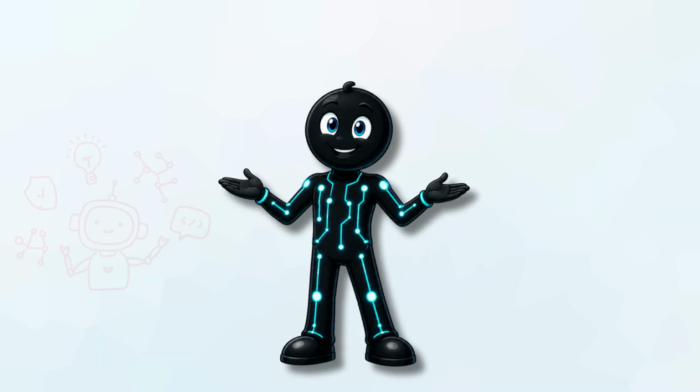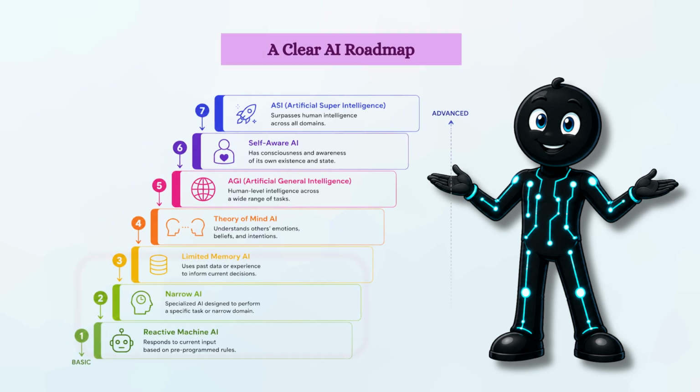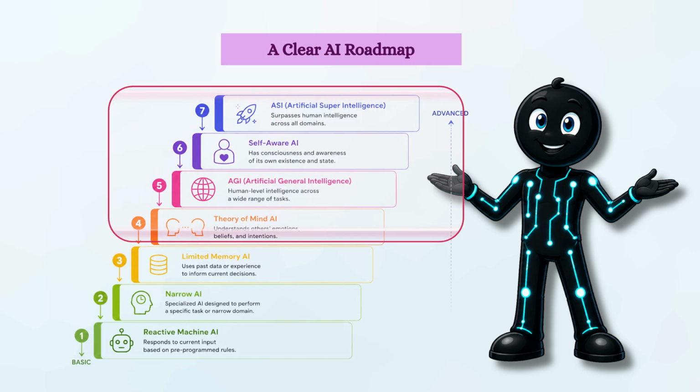And with that, we've now covered all 7 types of AI, and only 3 of them actually exist today. There is still so much to learn and discover, but at least now we have a clear roadmap that helps us understand where we are today and how far we may go on our AI journey.